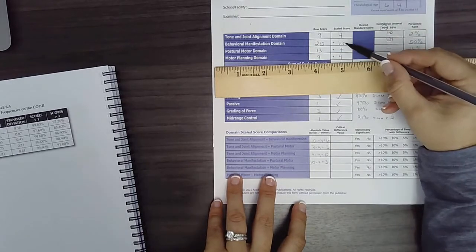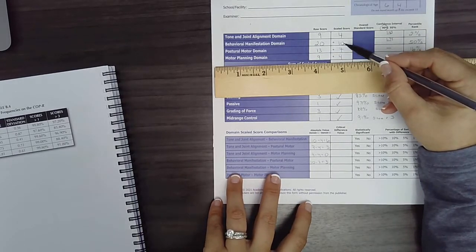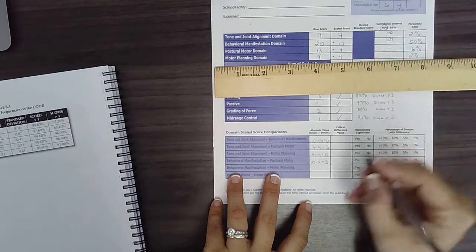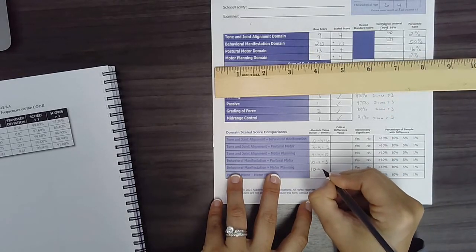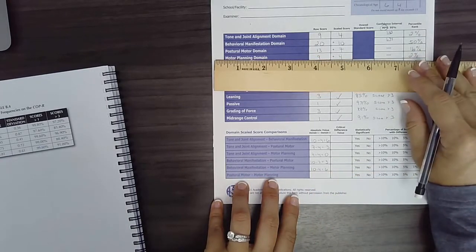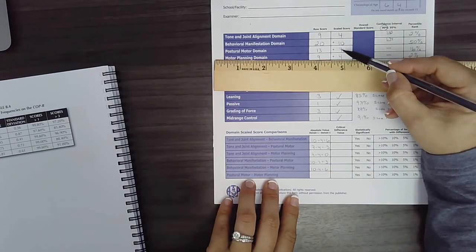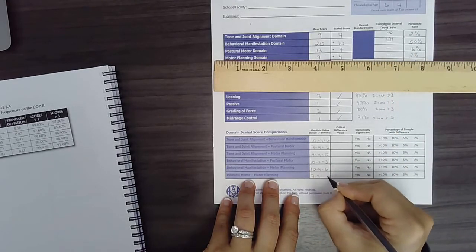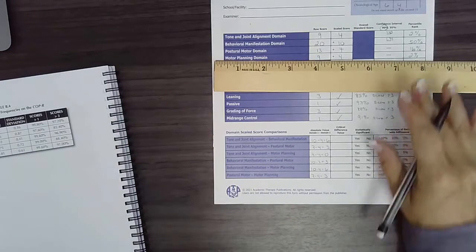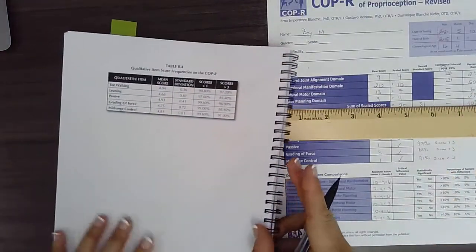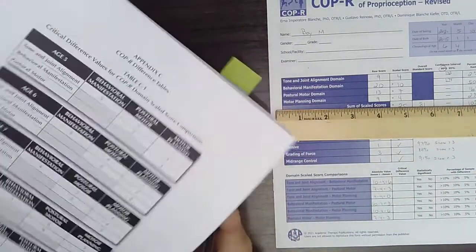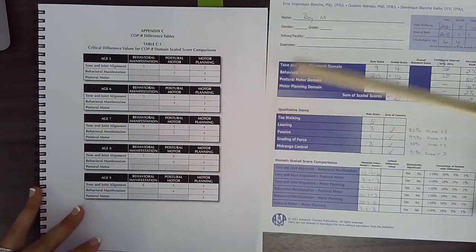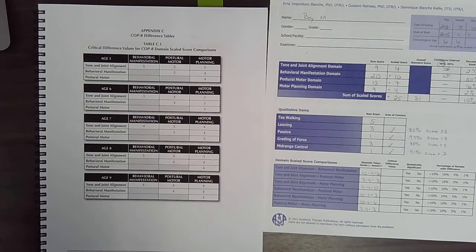And comparing behavioral manifestation to motor planning, we're going to compare that 10 and that 4, and we're going to subtract 10 minus 4 equals 6. And then that postural motor 7 minus the motor planning of 4, 7 minus 4. And it's whichever order, because remember, it's the absolute value. So we've already done table B4. Now we're going to look at table C1. This is the differences table.